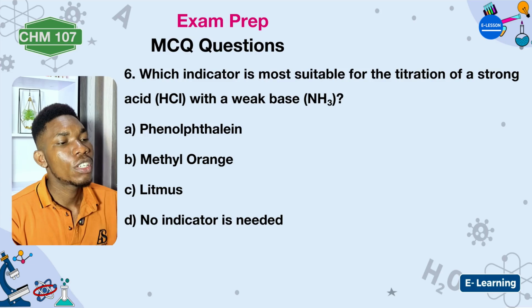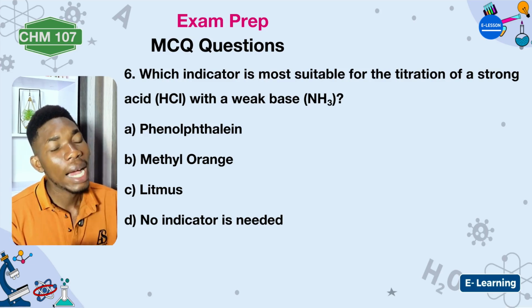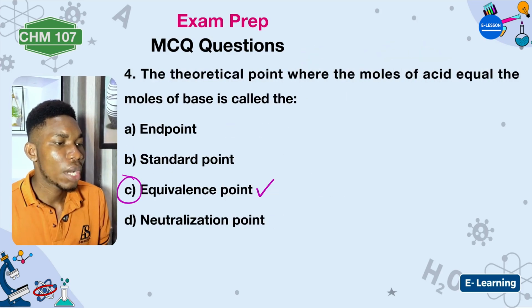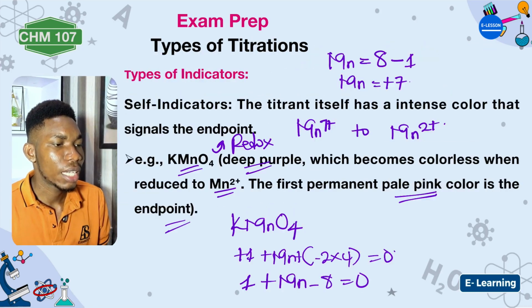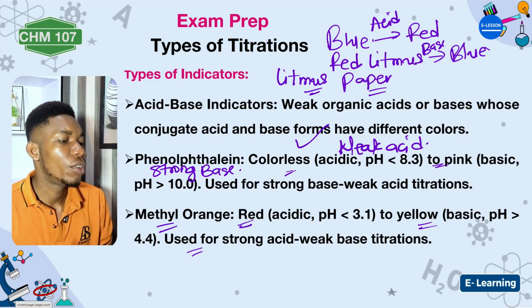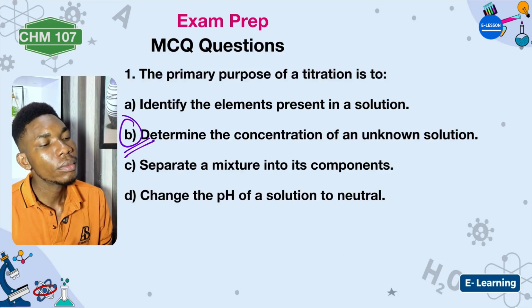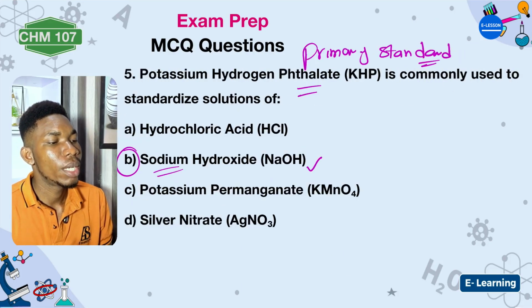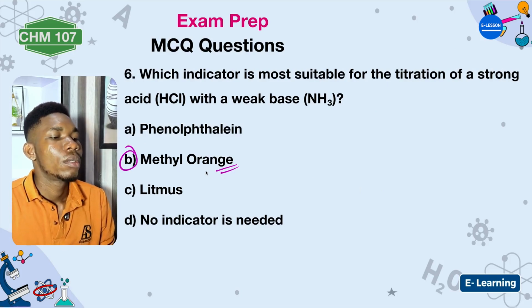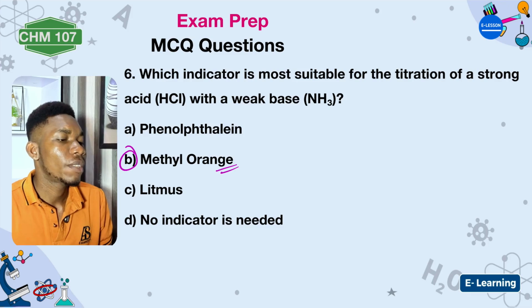Now, which indicator is most suitable for titration of a strong acid with a weak base? Strong acid, weak base. Which of them did we say? You can come back and check, or you should have put it in your head by now. Strong acid, weak base: you use methyl orange. Strong base, weak acid: phenolphthalein.